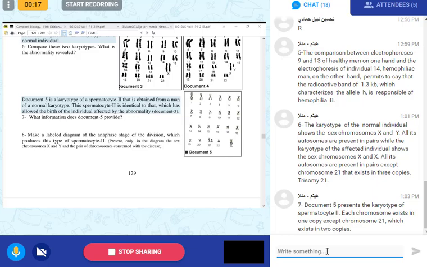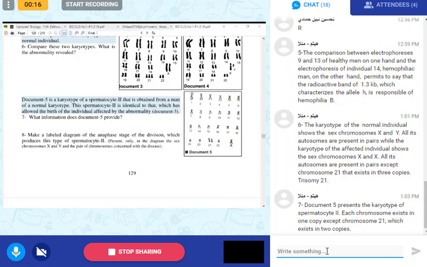Usually in anaphase 2, what fails to separate? The sister chromatids, right? Yes. Whereas if you see the two copies of chromosomes, it means the problem is where? Anaphase 1. Okay, whenever you see the two copies, it means the problem is in anaphase 1. You get it? Yes. Very good.